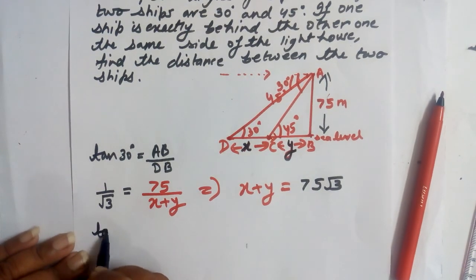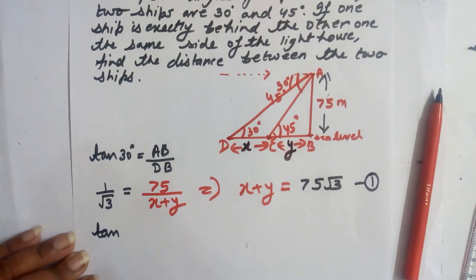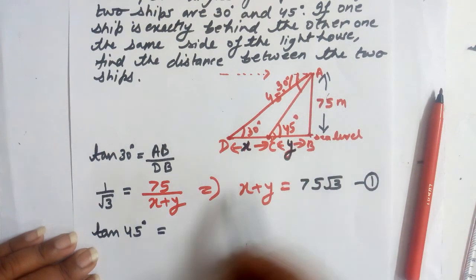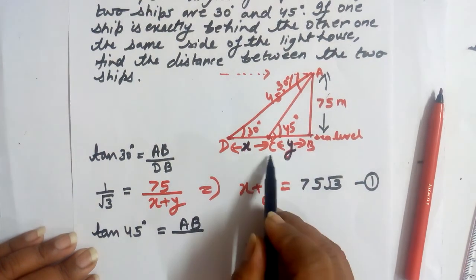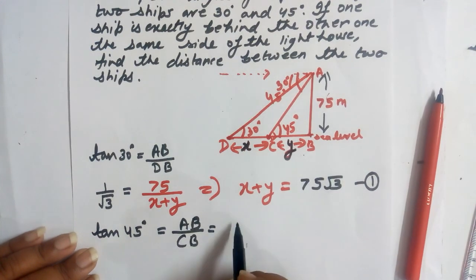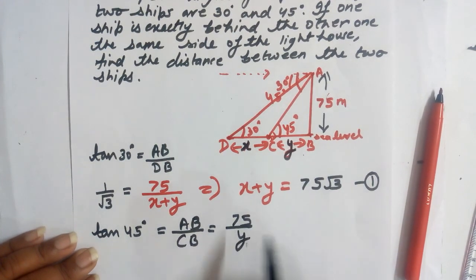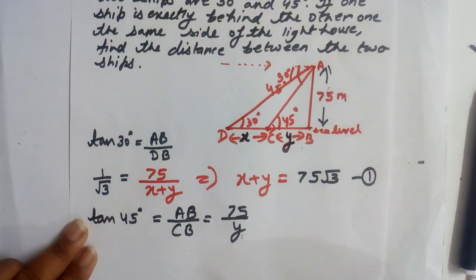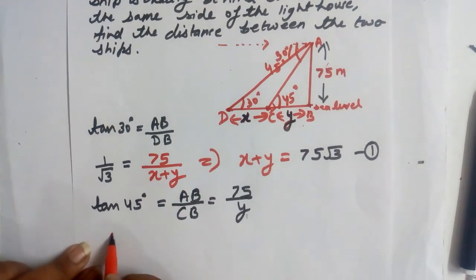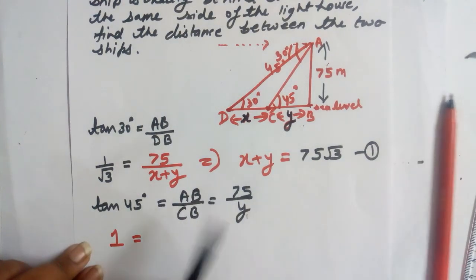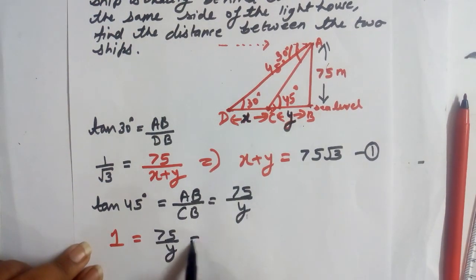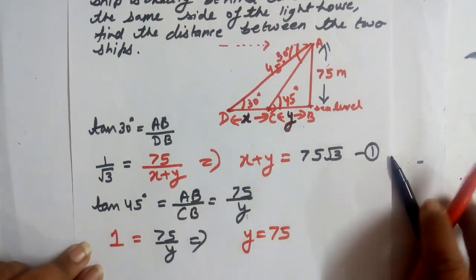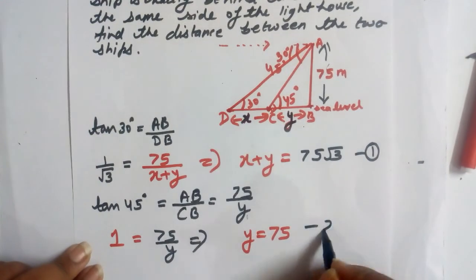This is equation number 1. Now tan 45 degrees is equal to AB upon CB, that is equal to 75 upon Y. We know that the value of tan 45 is equal to 1, so 1 is equal to 75 upon Y, or by cross multiplication, Y is equal to 75. This is the second equation.